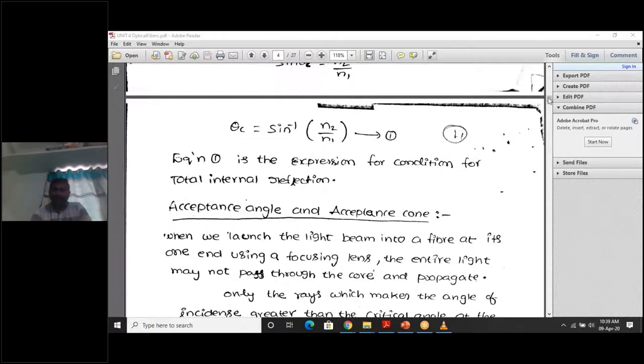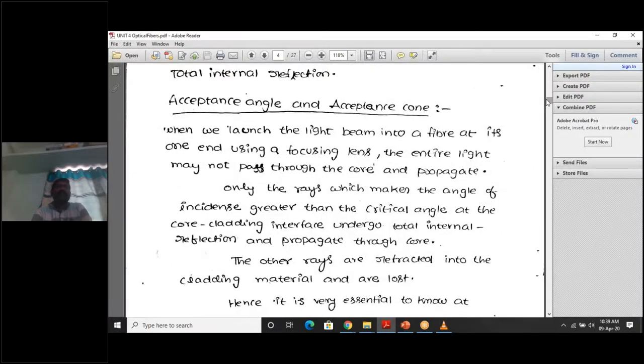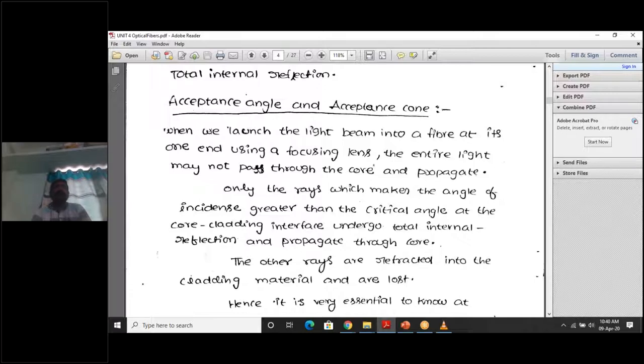Now the very important concepts in optical fiber are acceptance angle and acceptance cone. Probably without this question, this lesson will not be asked by the examiner. Mostly if it is the optical fiber lesson, the examiner will immediately go to this question. The question is: define acceptance angle and acceptance cone, derive an expression for acceptance angle and numerical aperture. This is the general question, very important in point of examination.